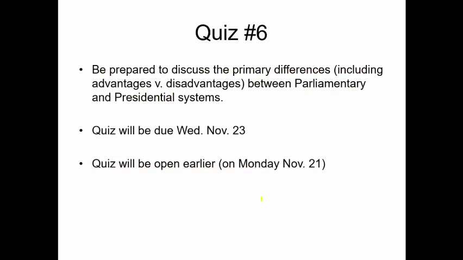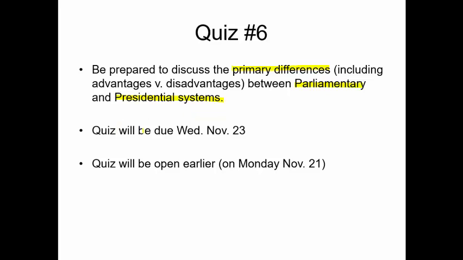All right, so as far as quiz number 6, be prepared to discuss the primary differences, which includes the advantages versus disadvantages between the parliamentary and presidential systems. These last 2 chapters, that's pretty much exclusively what we've talked about. Be prepared to talk about some of these major differences.